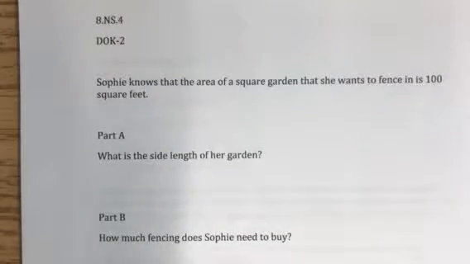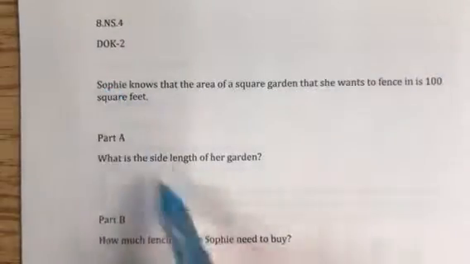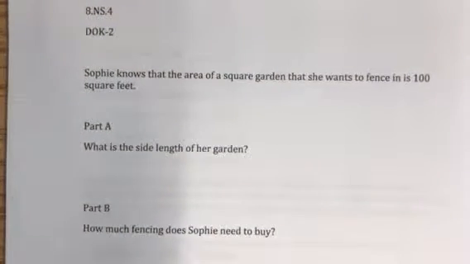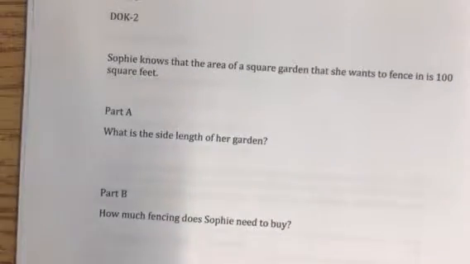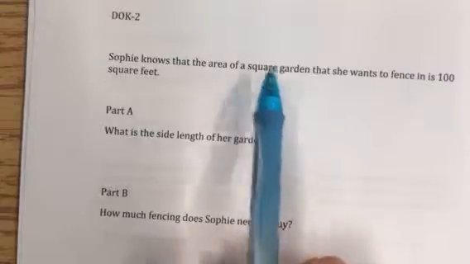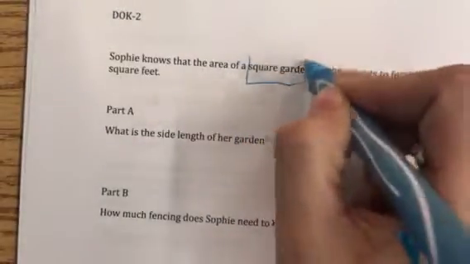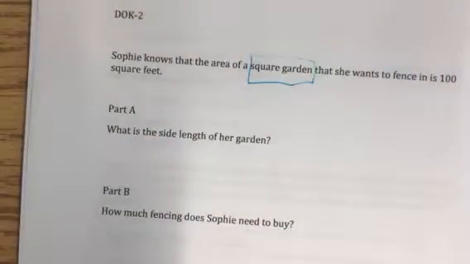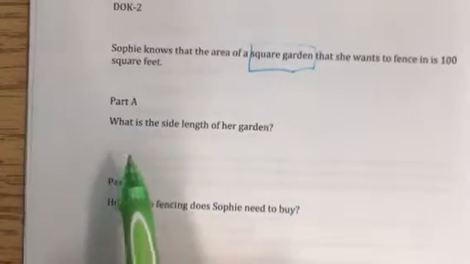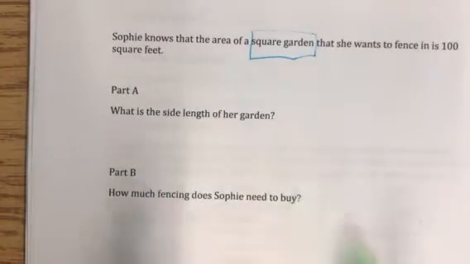For this week's task, this is a DOK2, so we need to know some of the information and then apply it to something. So this one says Sophie knows that the area of a square garden, this is going to be important that we know it's square, that she wants to fence in is 100 square feet. We want to know what is the side length of her garden. Okay, so what is the side length of her garden?